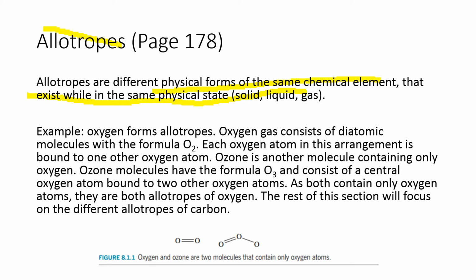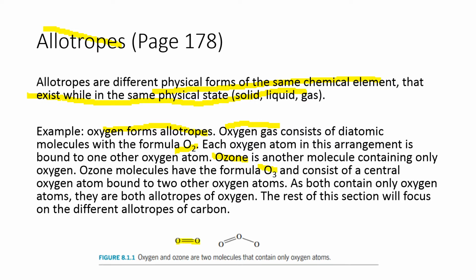There is a brief paragraph here in your textbook on oxygen. Oxygen does form allotropes. What does it mean? If you look at these two structures here, we have oxygen gas and we have ozone. Ozone is basically the ozone layer that we have in the atmosphere. We know that oxygen has a formula of O2. Ozone has a formula of O3. So these are covalent molecules.